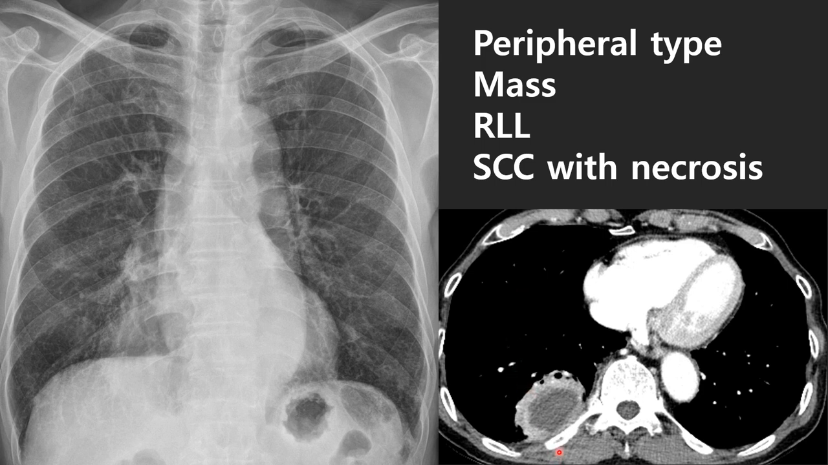On the axial CT, we see the 4 cm mass in the right lower lobe, posterior portion. Yes, and the central portion shows low density, or fluid density, which means the cancer is telling us it is going from fluid necrosis to cavitation. This tumor seems to be ready to go to cavitation. Yes, peripheral type mass right lower lobe with necrosis.